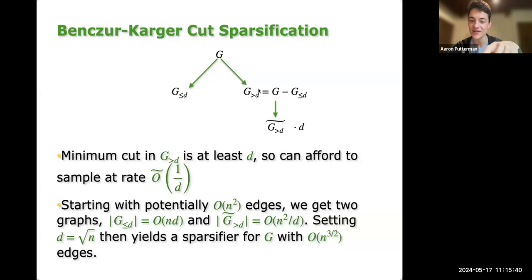And the reason it's n squared is because G greater than D can have as many as n squared edges, but then we can afford to sample at rate 1 over d. If we just balance the parameters here, we see that if we set d to be square root n, then this will yield a sparsifier for G with order n to the 3/2 edges. Because we just take the union of these two resulting graphs.